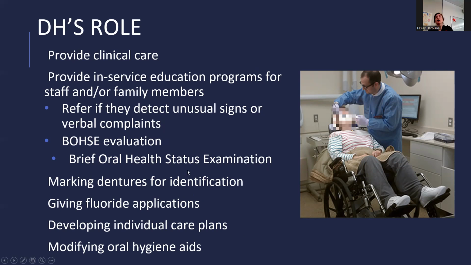There are things called brief oral health status examinations. It's something that every single person coming into a nursing home has to have. Usually a nurse does it, but a dental hygienist is far more qualified. Dentures should always be marked with permanent identification. Fluoride application is necessary for everybody in the nursing home. Developing individual care plans is super important. Everyone's going to be different. Modifying oral hygiene aids. These are all huge resources that make you a resource for these places, on top of cleanings and everything else.